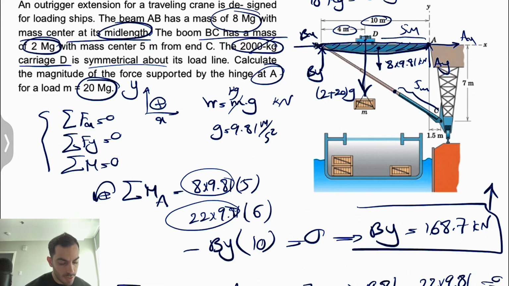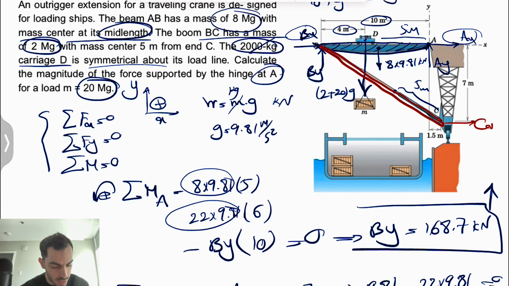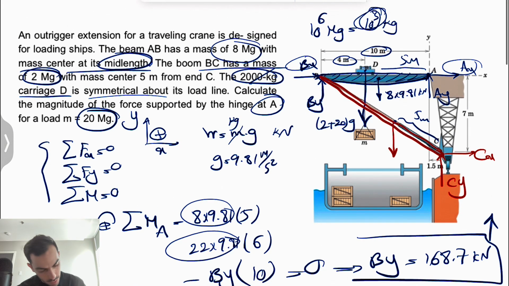And if we do our FX equation, we have two unknowns, Ax and Bx, so we cannot figure that force out, which means we need to move on to another member, and our second member would be the boom. So again, we have the same story for C, Cx, Cy, but we're not interested in that. We're going to have the weight of the beam, which from the question we know the weight of the boom is 2 megagrams, so 2 times 9.81.